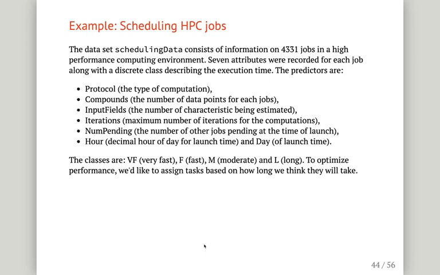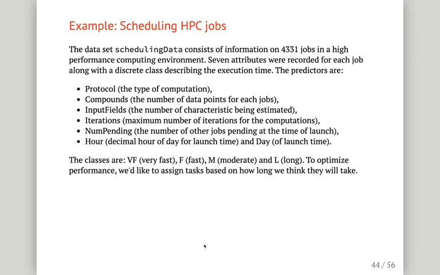So we have several input variables. We have the type of computation or the protocol. We have the compounds, so this refers to the number of data points for each job. The input fields, the number of characteristics that we're estimating. The iteration, so how long we'll let the computations run for. The number of other jobs pending in the queue. And then we have time, hour, and day. The classes are very fast, moderate, and long.